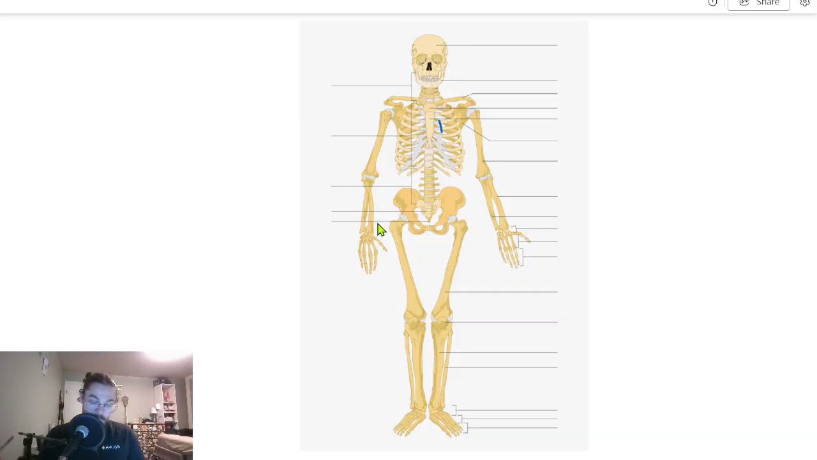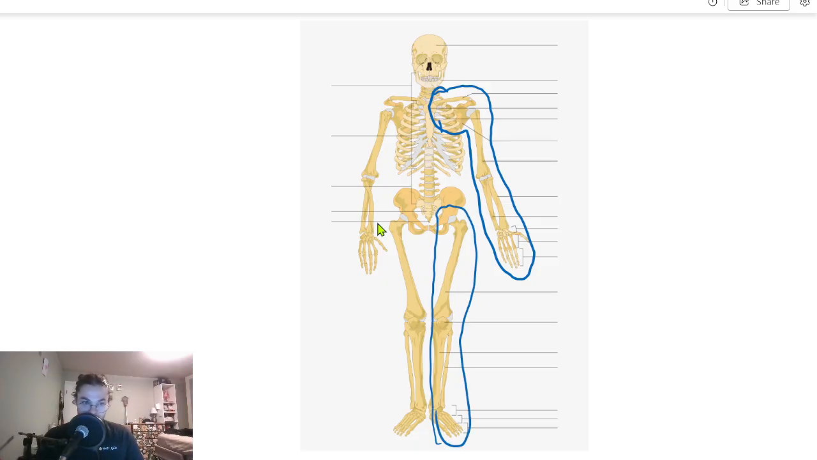And then your appendicular skeleton is everything else that's coming around. So it's your shoulder girdle, which is your sternum, your clavicle, your arm here, and then also your legs, so your limbs. That's your appendicular skeleton, okay?